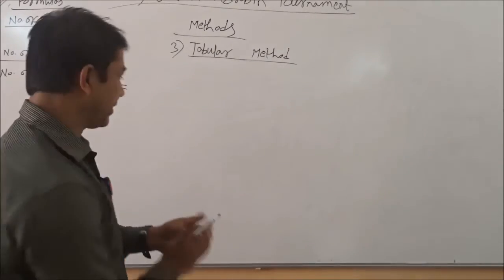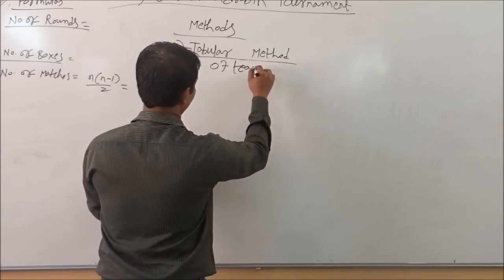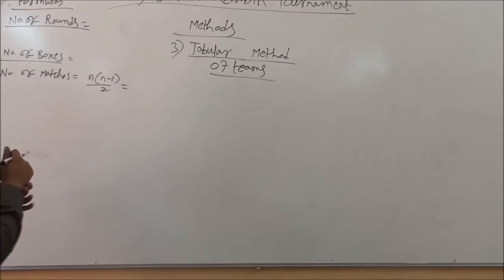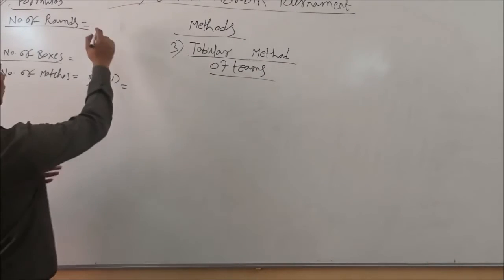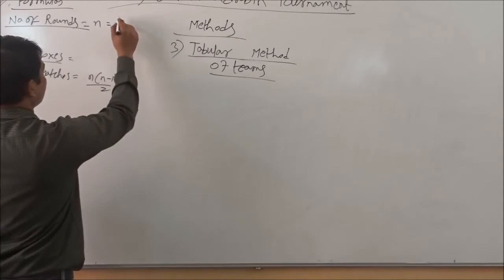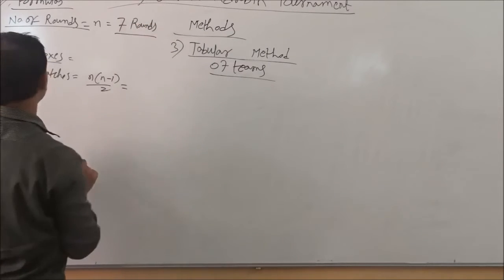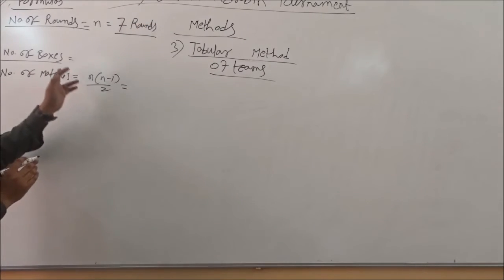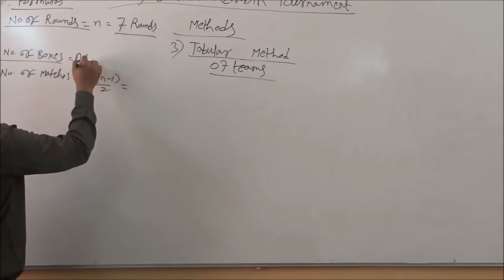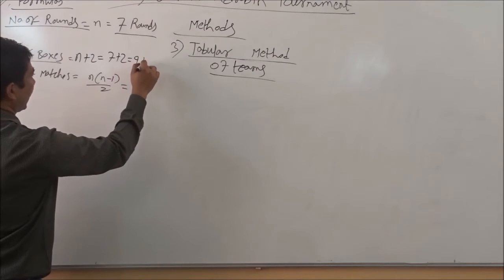Now I am taking 7 as an example. 7 teams participating in a tabular method. So the number of rounds would be n, because 7 is an odd number. So it becomes 7 rounds. Number of boxes: for an odd number of teams participating in a tabular method, it becomes n plus 2. So 7 plus 2, it becomes 9 boxes.